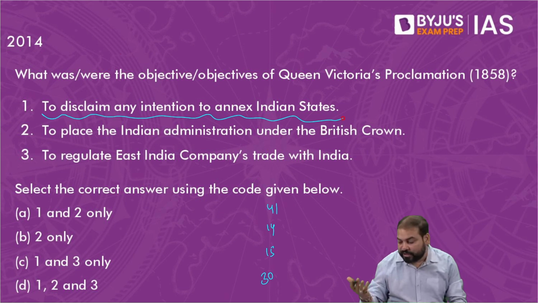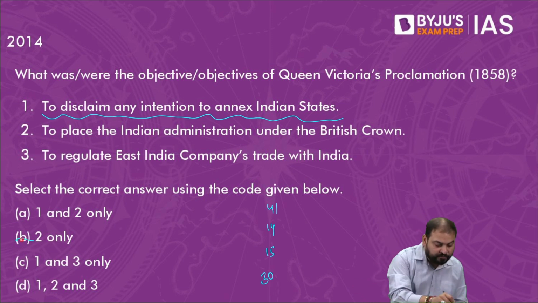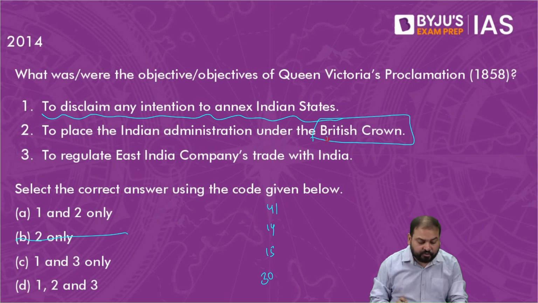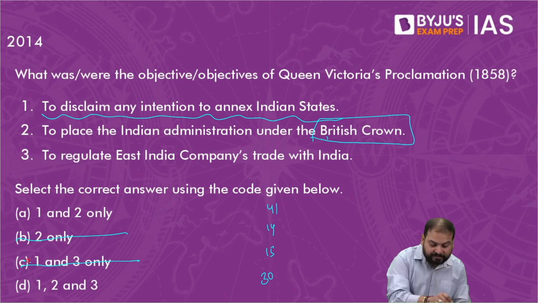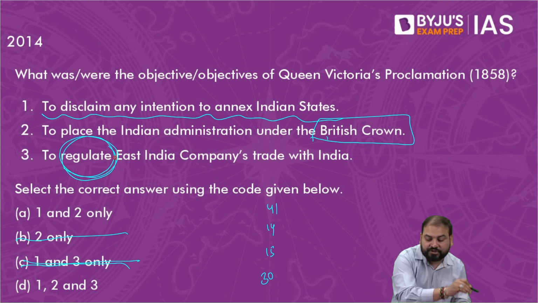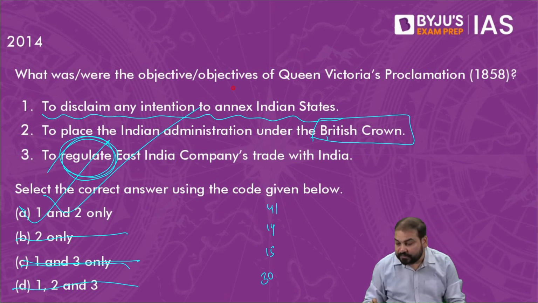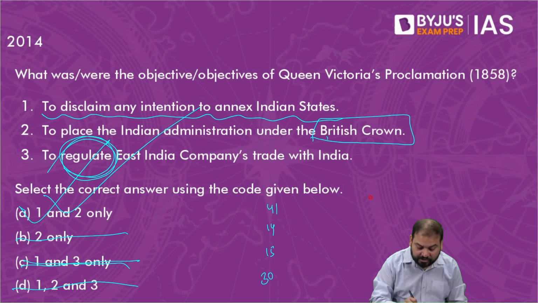This was Victoria's proclamation. Worst option is B. Remember, from East India Company administration went to Crown. Second worst answer is C. Remember, there was no talk about regulation. Do whatever you want. D is wrong. A is the answer. It was a moderate question. You should have got it correct.